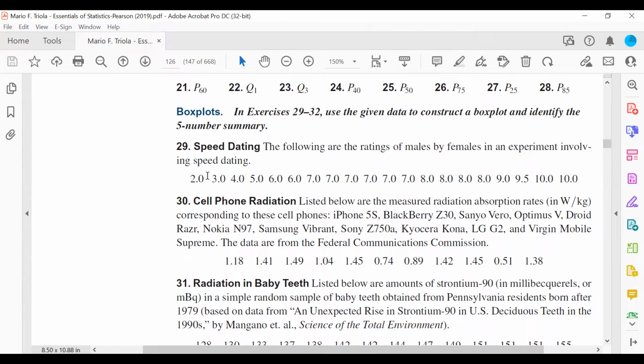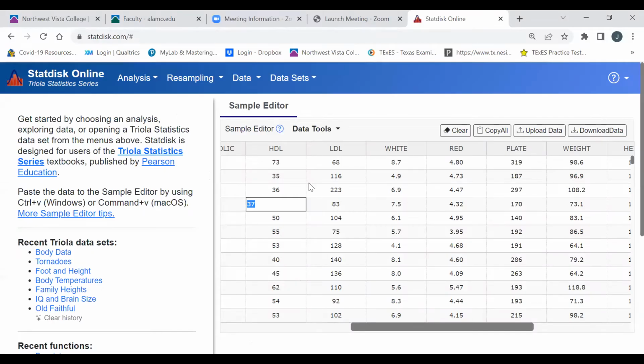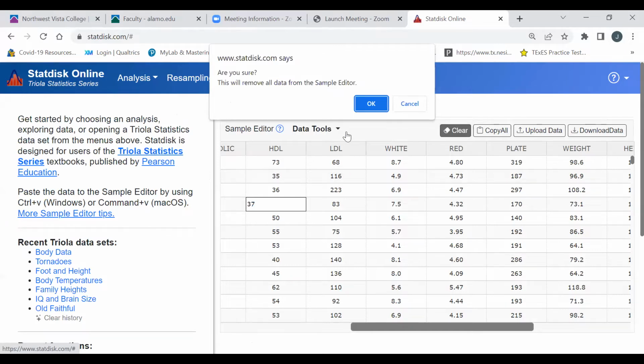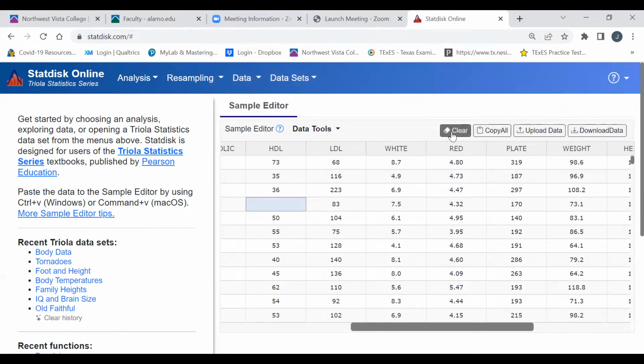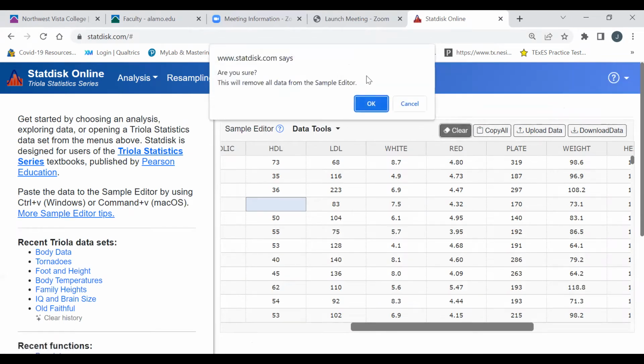I'm gonna do number 29. I want to create a box plot. All right, so here we go. I'm gonna go to my StatDisk. Let me clear this. Clear my table. I can't get it. Clear. Yes, yes, yes. Clear.